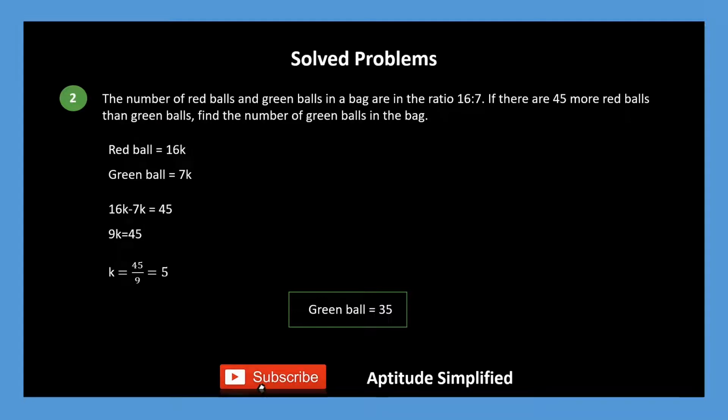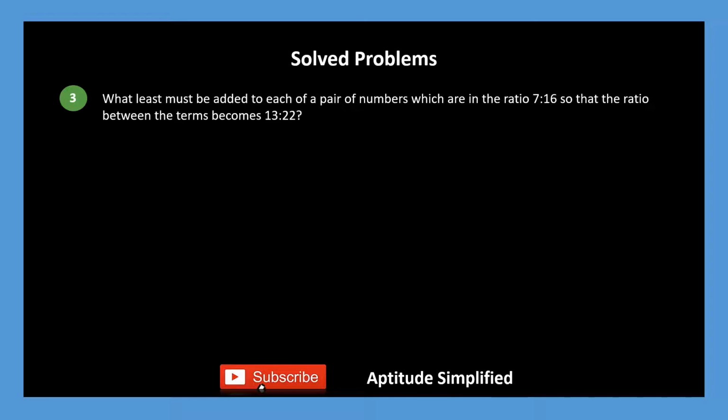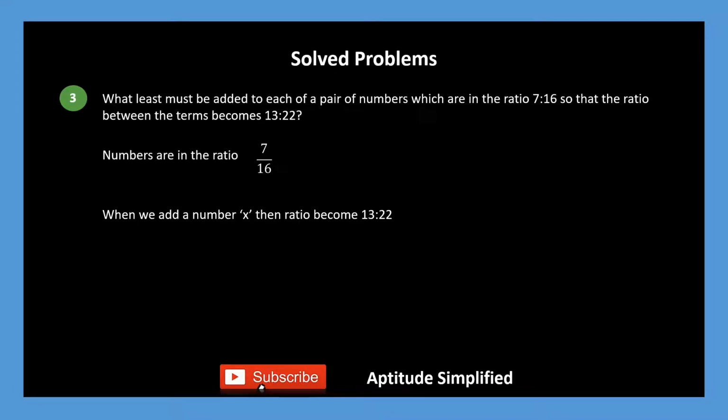So moving on to the next question. The third problem says: what least number must be added to each of a pair of numbers which are in the ratio 7 is to 16 so that the ratio becomes 13 is to 22? So the numbers are in the ratio of 7 is to 16. Let's assume that we add x to both the numbers, the numerator and denominator. So the ratio becomes 13 is to 22.